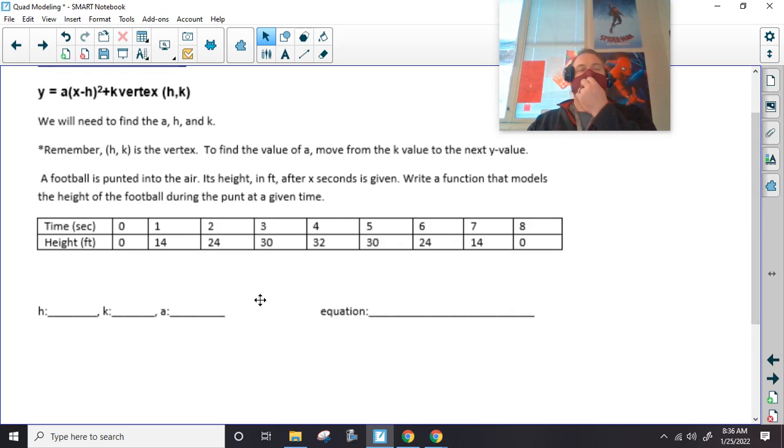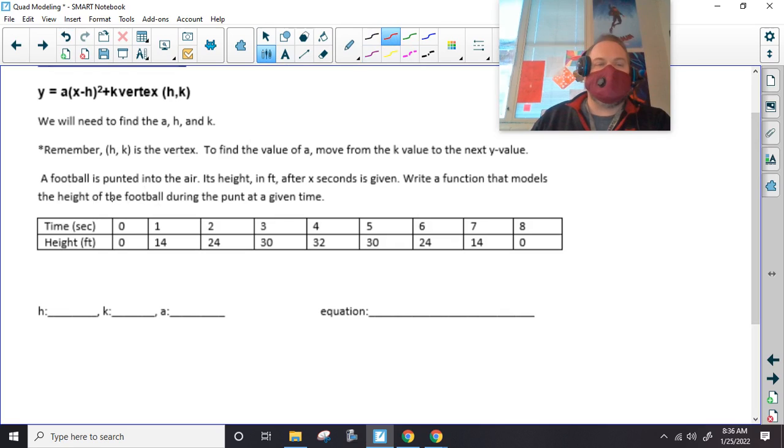All right. So, now, here's a key word, especially if you're having to take the ACT, you have something like this on it. Anytime you see the word punted, thrown, kicked, launched, drop, throw, just whatever, it's going to be a quadratic because it goes up and it comes back down, okay, because of gravity.